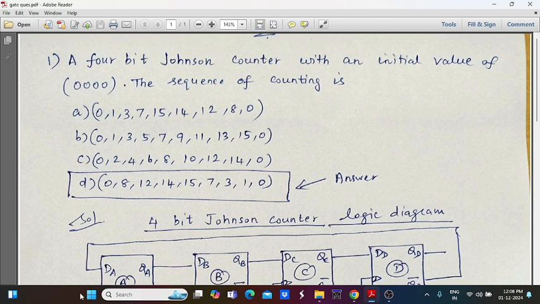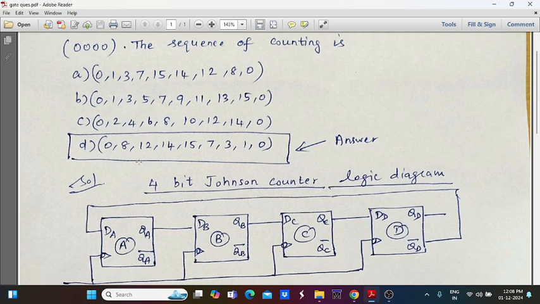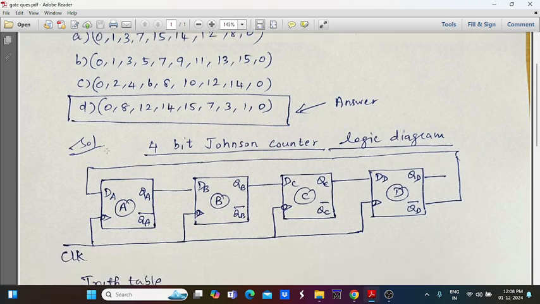So the question is a 4-bit Johnson counter with an initial value of 0000. So that means the 4-bit Johnson counter initial condition is assigned as a binary value, 4 zeros, and we have to find what is the counting sequence. Different options have been given in this question. We have to find which is the right answer. So we move to the solution part.